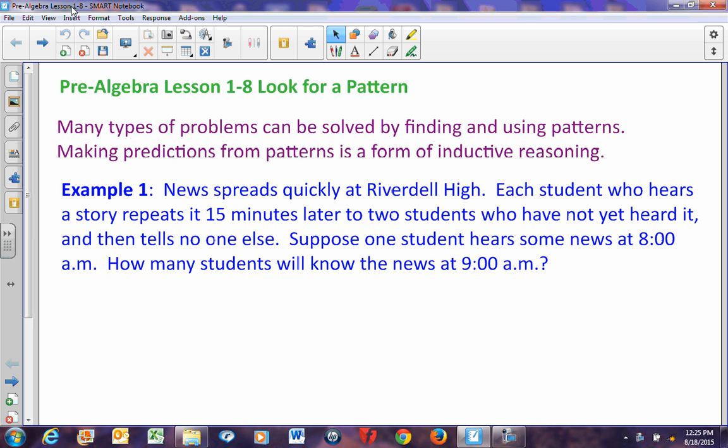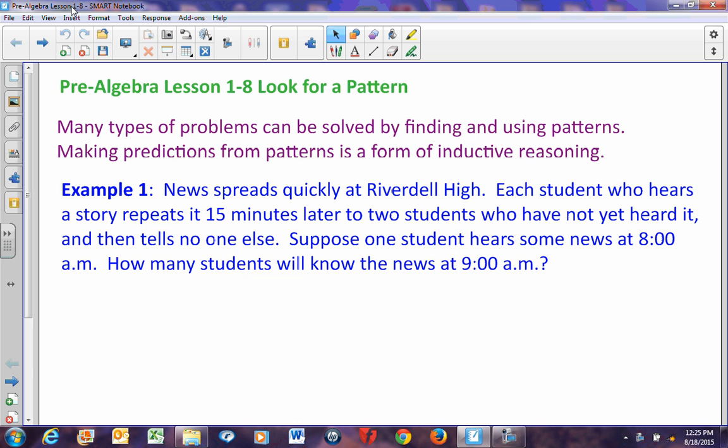News spreads quickly at Riverdale High. Each student who hears a story repeats it 15 minutes later to two students who have not yet heard it, and then tells no one else. Suppose one student hears some news at 8 a.m. How many students will know the news at 9 a.m.?